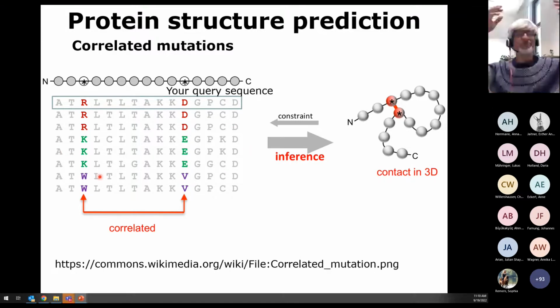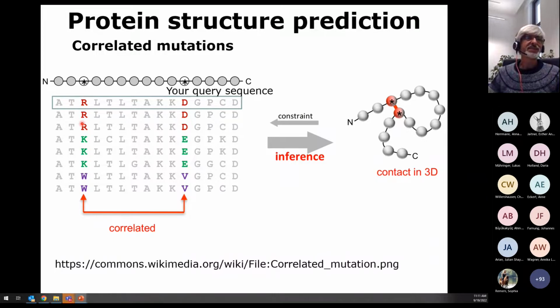So all beings in the tree of life for which you have a sequence, you put them, you align them, and because we have so many sequences, we can find positions which mutate in a correlated way. That's why this is called correlated mutations. So maybe when one has a particular charge, the other has a different type of charge and the size is larger.